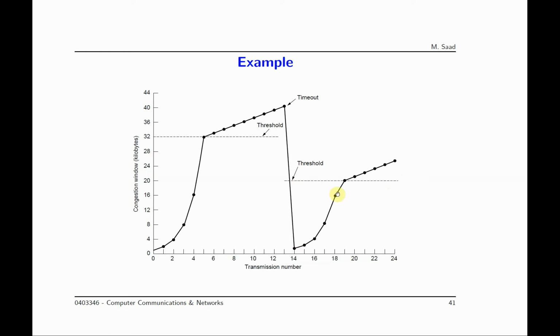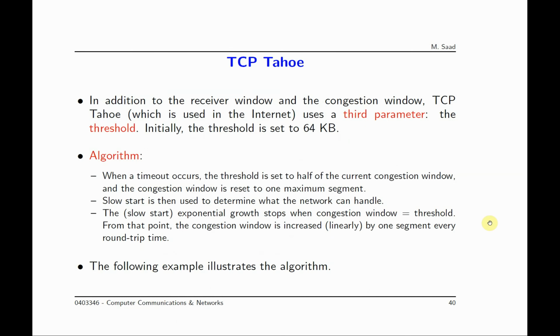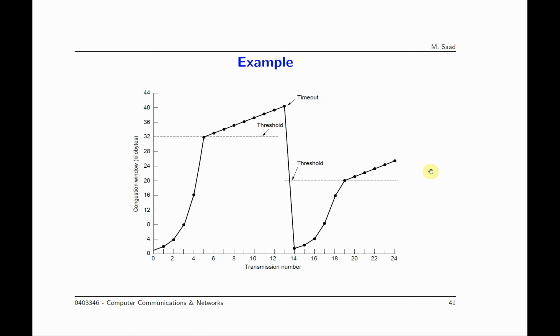So this is the first comment. Now, the second comment is here. At the very beginning, we mentioned that usually the threshold starts with 64 kilobytes. So the first value of the threshold is 64 kilobytes. But here you see a threshold of 32. So what could this possibly mean? One of the things that this could possibly mean is that what you see here is not the first transmission. So it is not the very first transmission over a TCP connection.